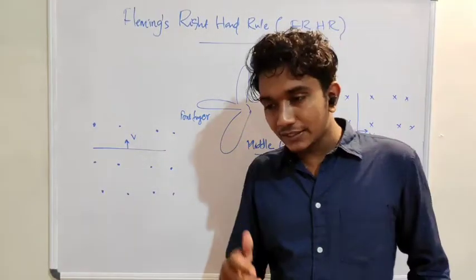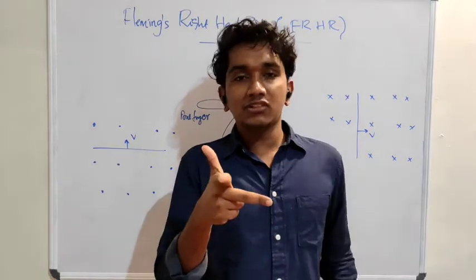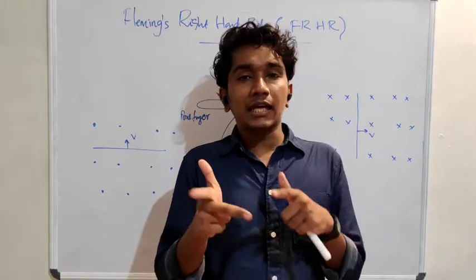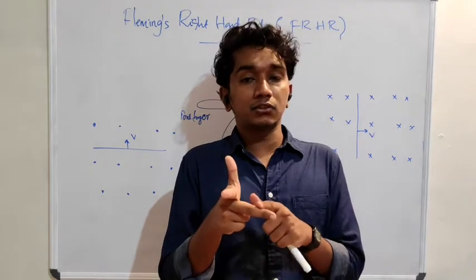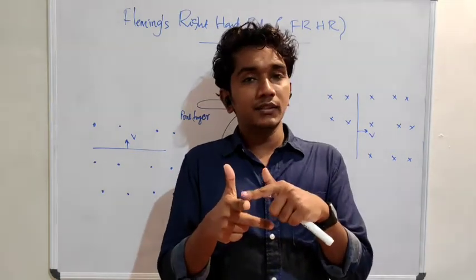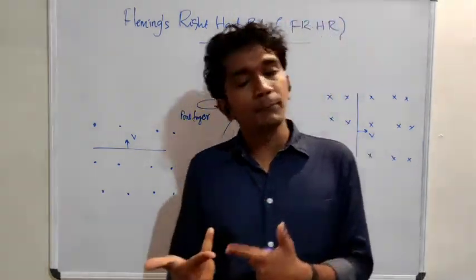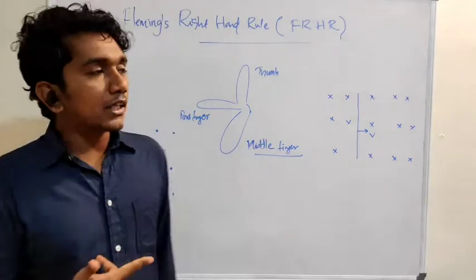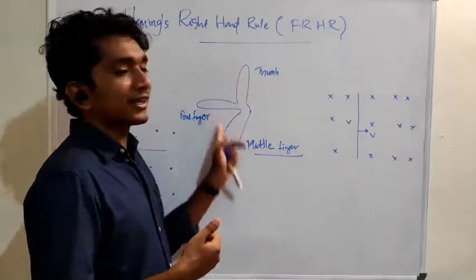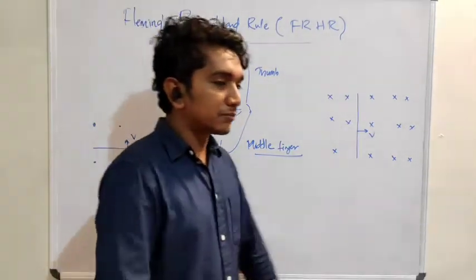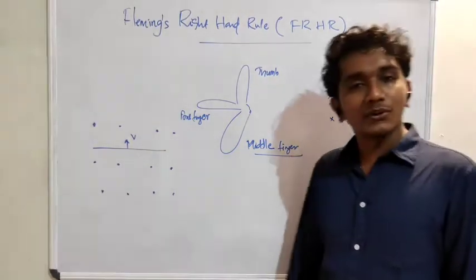Stretch all three fingers, that is thumb, forefinger and middle finger, and then make them 90 degrees to each other. Look at this, this is 90 degrees with this one, and all are mutually perpendicular. I'm not good at drawing, so that's why my thumb and forefinger are like that. I think the middle finger is a little bit better.